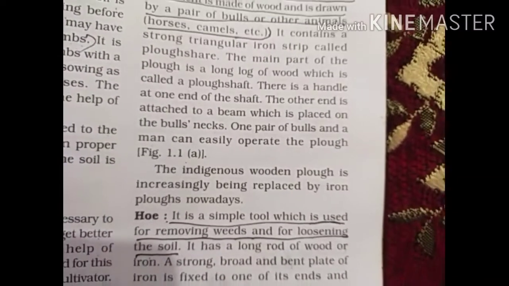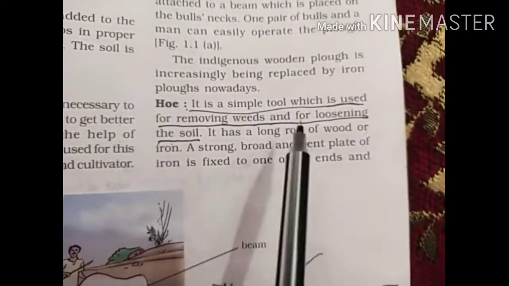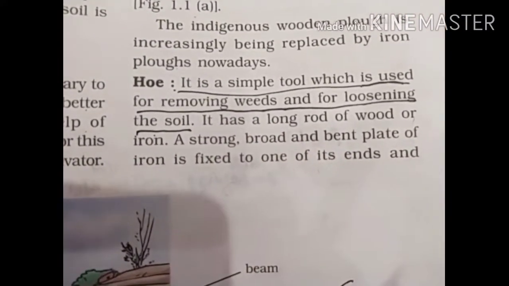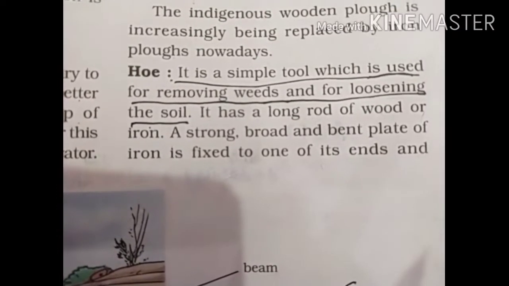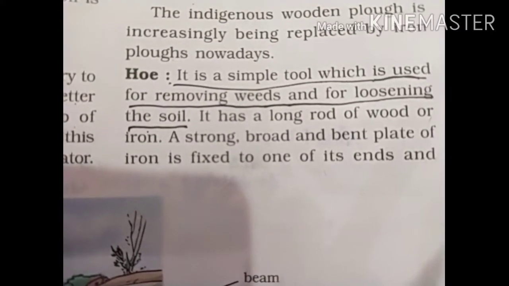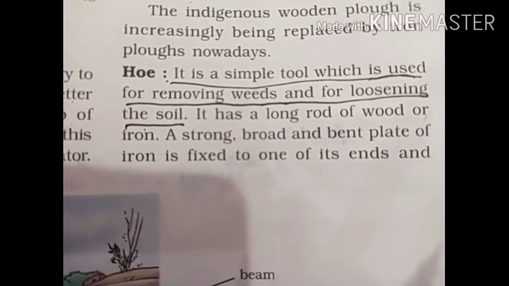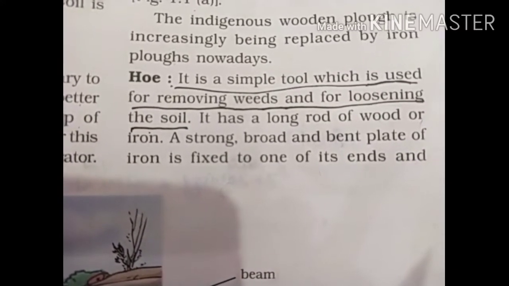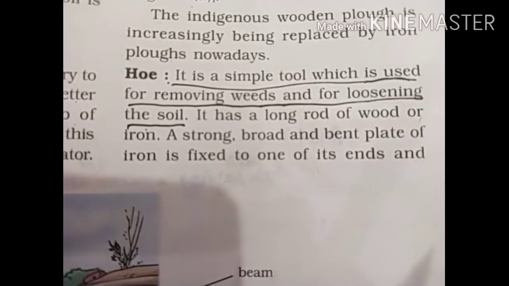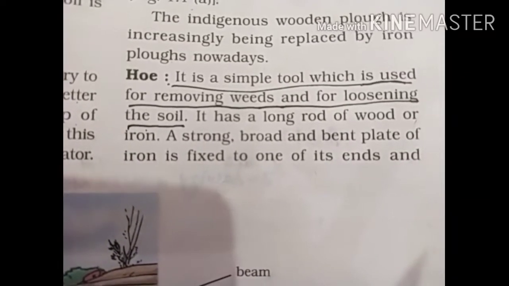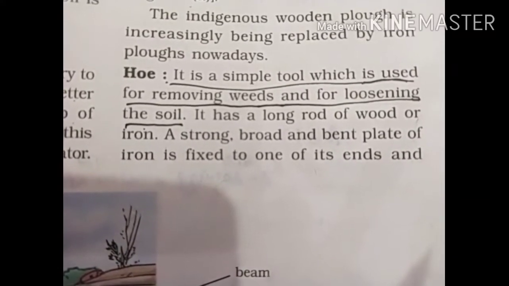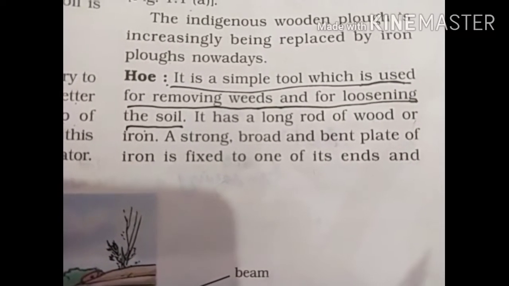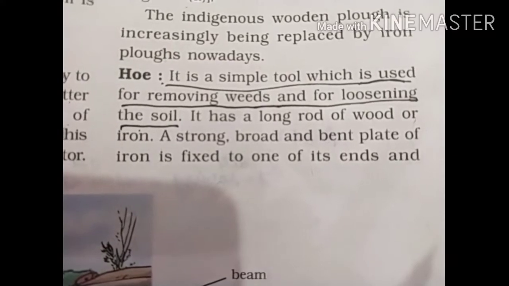Okay, now the next implement or tool is the hoe. It is a simple tool which is used for removing weeds, as I told you, these are undesirable plants, and for loosening the soil. So the hoe is another tool used to remove weeds and to loosen the soil. It has a long rod of wood or iron. A strong, broad and bent plate of iron is fixed to one of its ends.